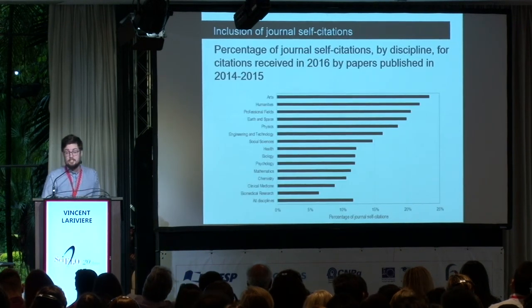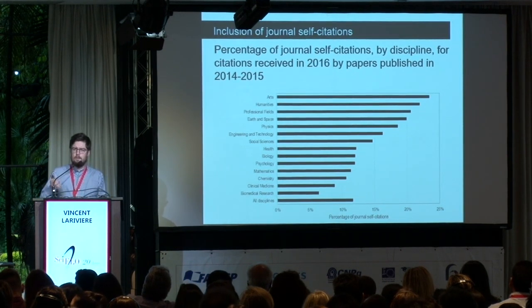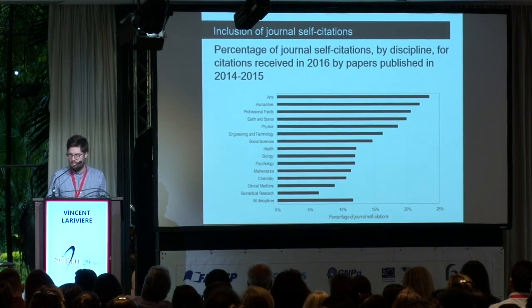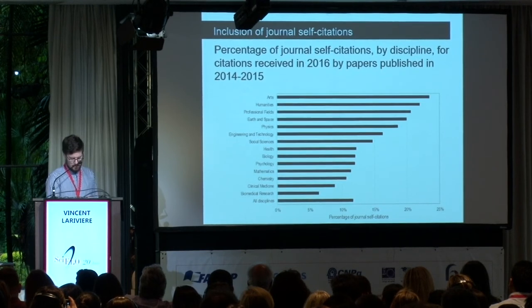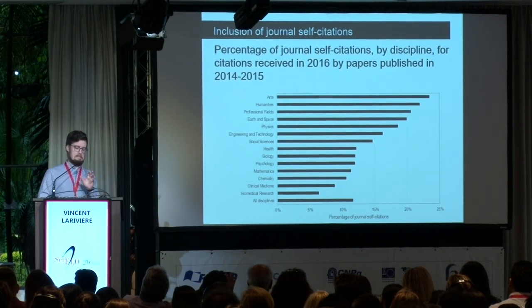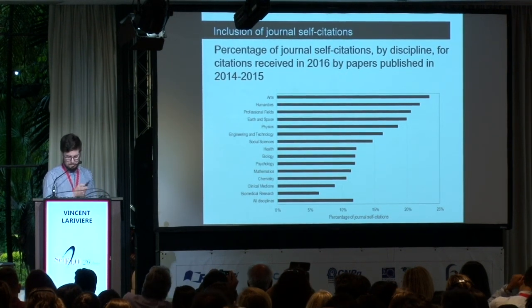A second limitation, and we'll go back to its adverse effects later, is the inclusion of journal self-citations. And we see that it varies a lot across fields. So of course, smaller fields have higher journal self-citations than bigger fields, where basically there's more journals to cite. But overall, there's about 12% of cited references that are made to the same journal.